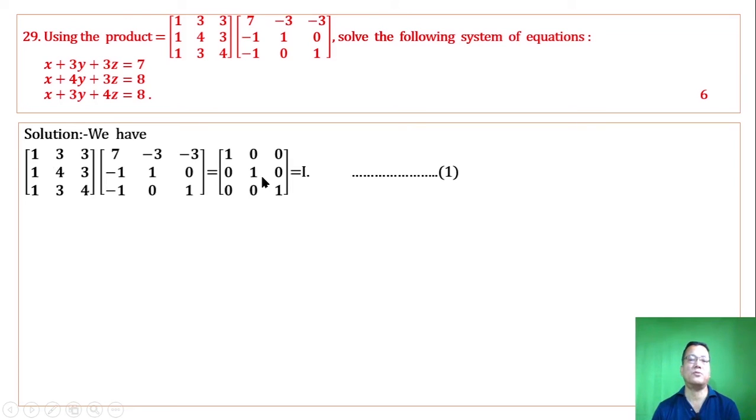This shows that the product of two matrices gives the identity matrix. Then each is the inverse of the other.